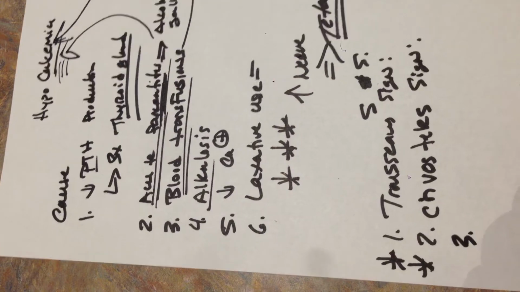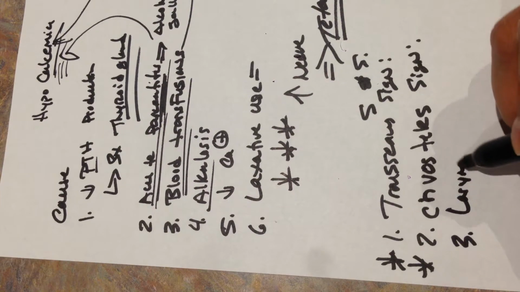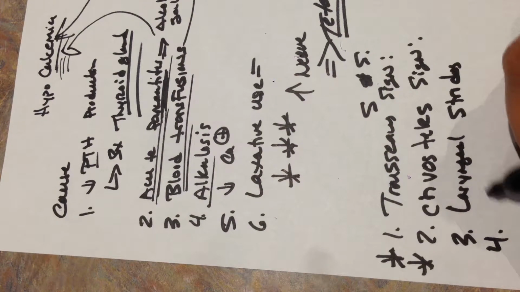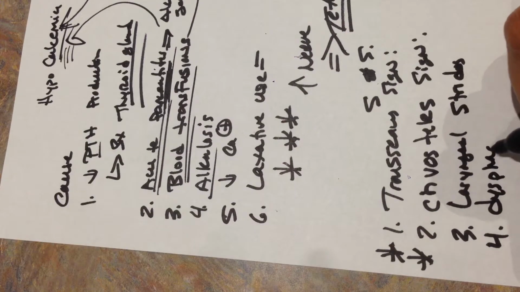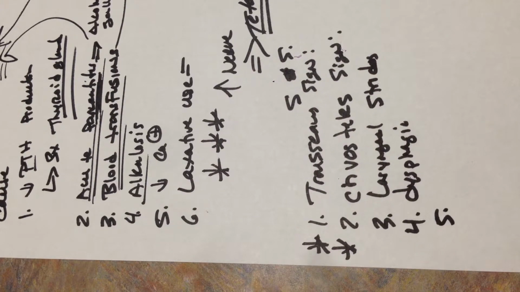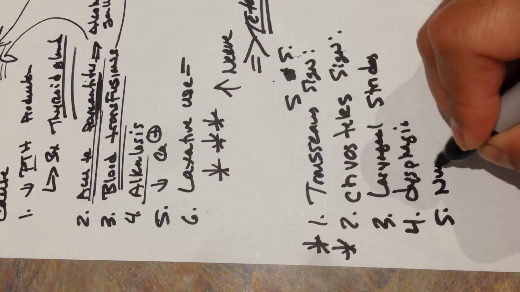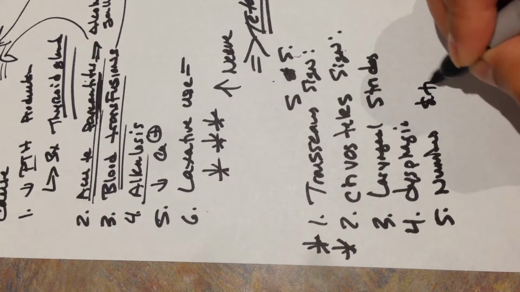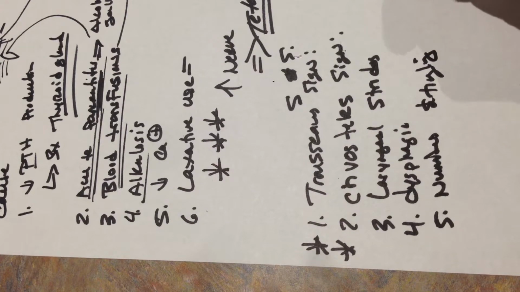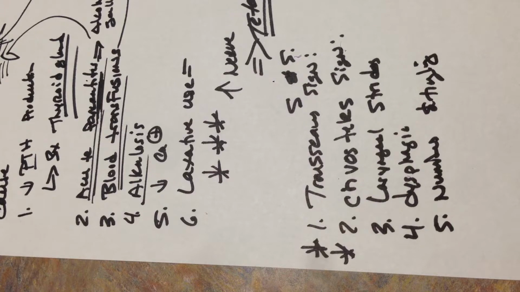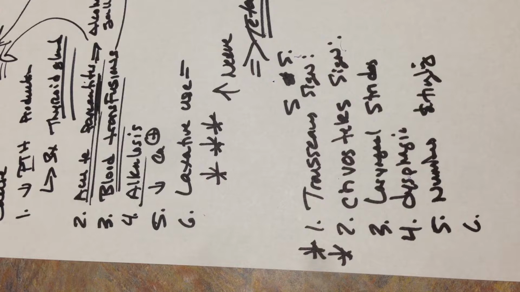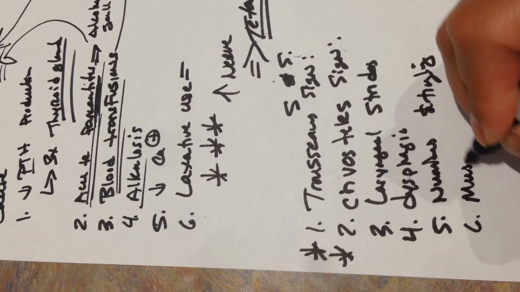Number 3, laryngeal stridor. 4, dysphagia. 5, numbness and tingling in either the mouth or the extremities. Number 6, hyperreflexia or muscle cramps.